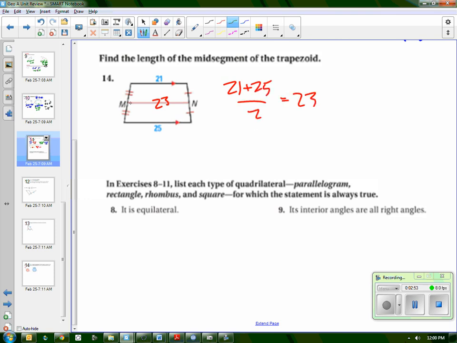Or you can also look at it and say 21 plus something gets you the middle. And when these are the same, you know you did it right. 21 plus 2, 23 plus 2. The mid-segment length is going to be 23.